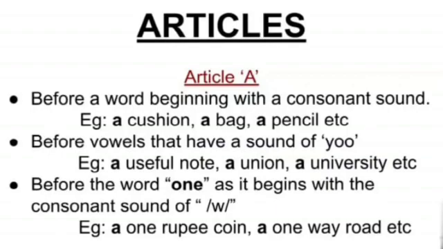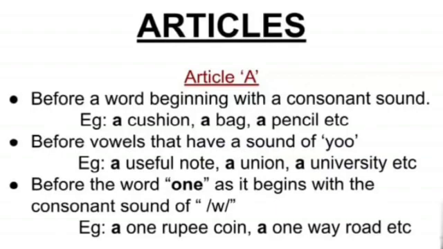Next one, before vowels that have a sound of U. Look at the examples. A useful knot, a union, a university. Useful, U sound is there. So, we use article A before the vowels that have a sound of U.